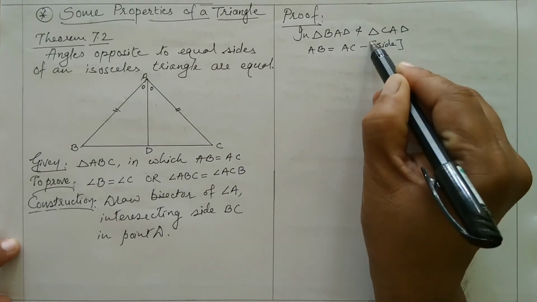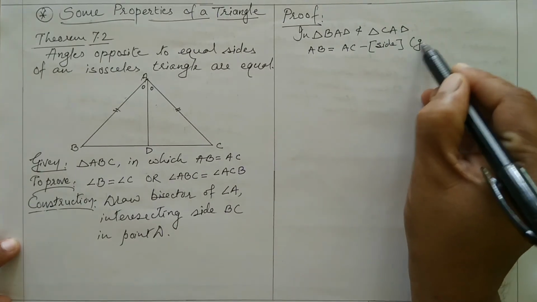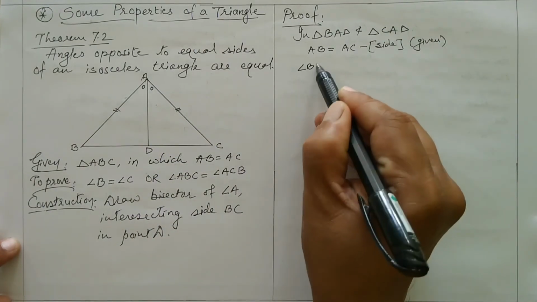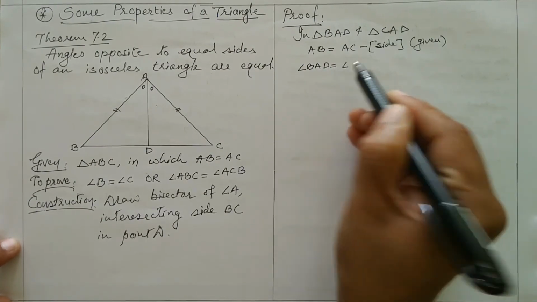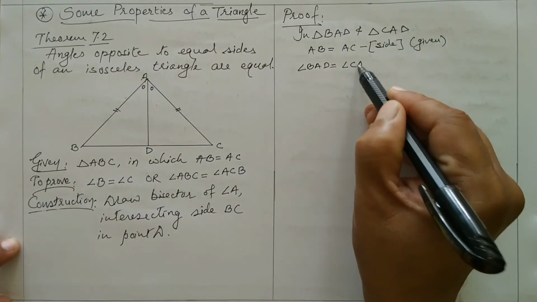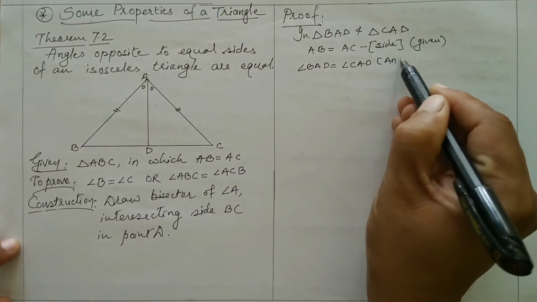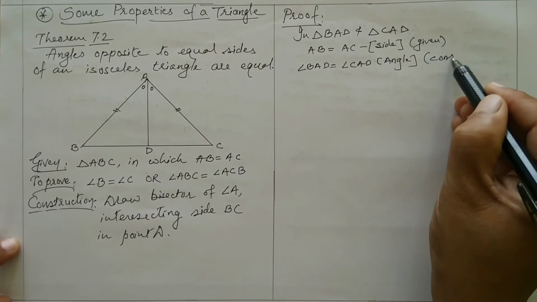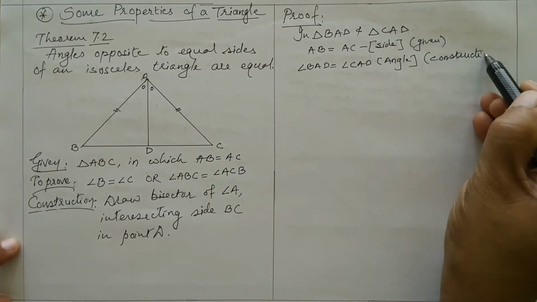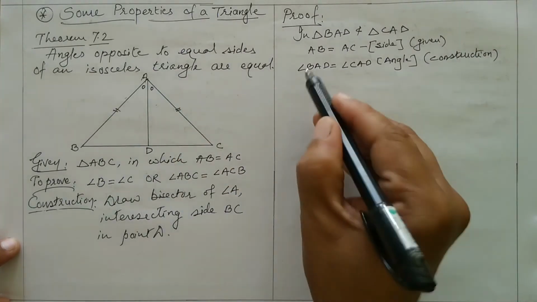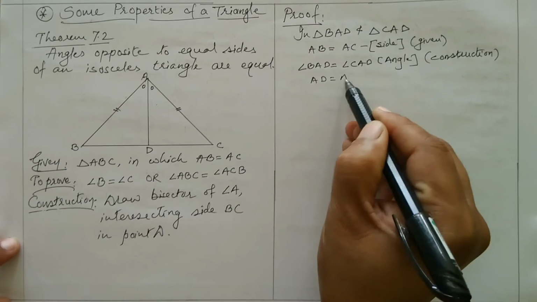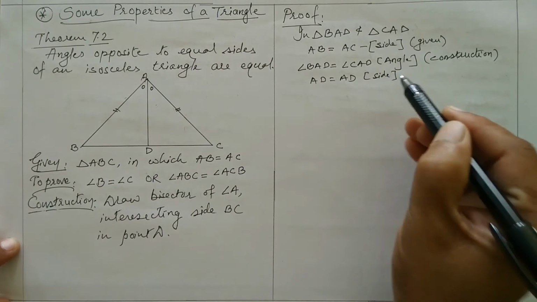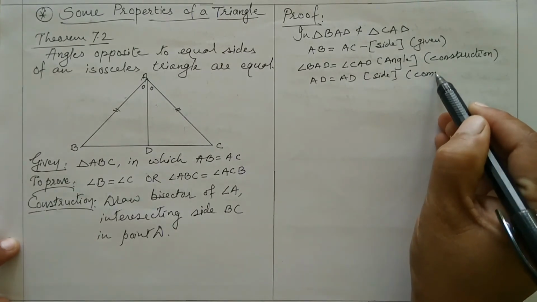This is a side, given to us. Then angle BAD is equal to angle CAD. This is by construction. And AD is common, so AD is equal to AD. Here, what is AD? AD is also a side. So I will write here: common side.